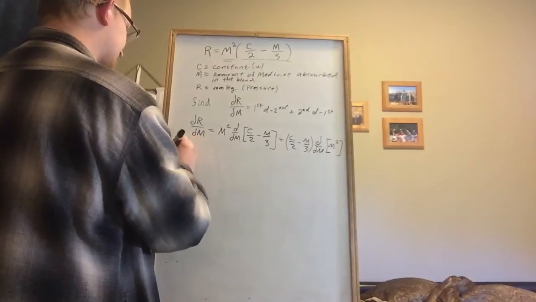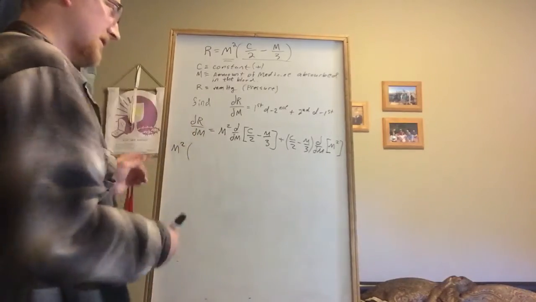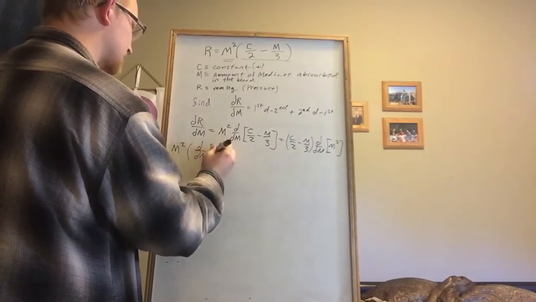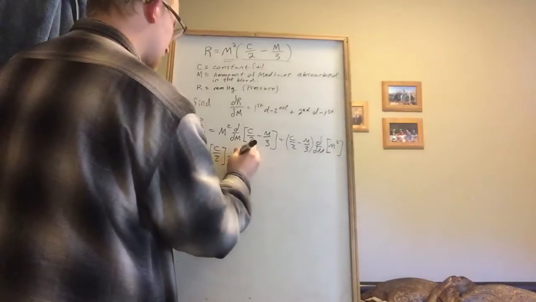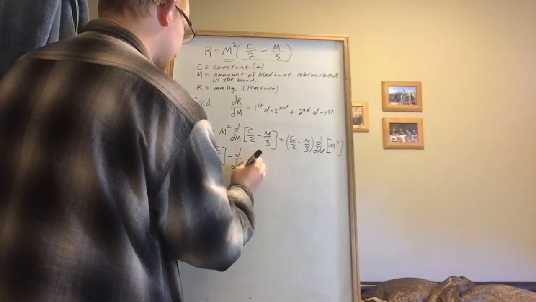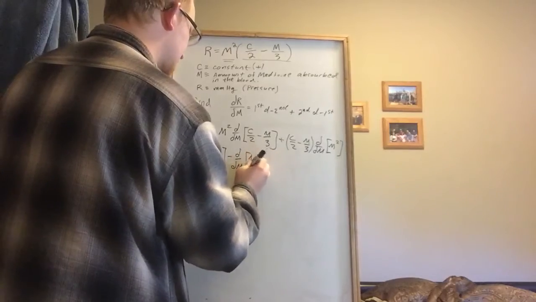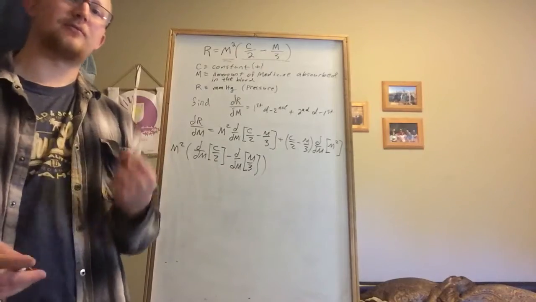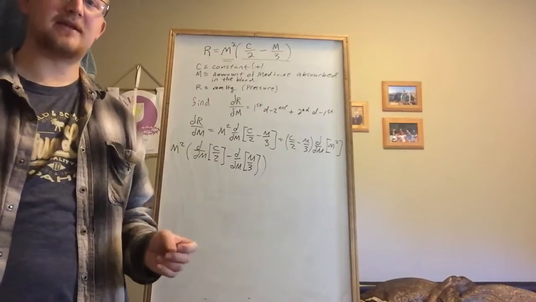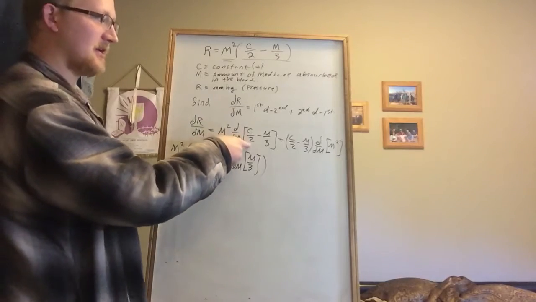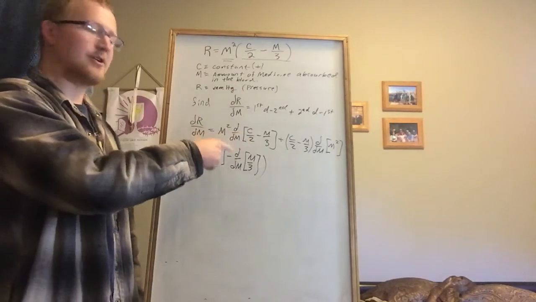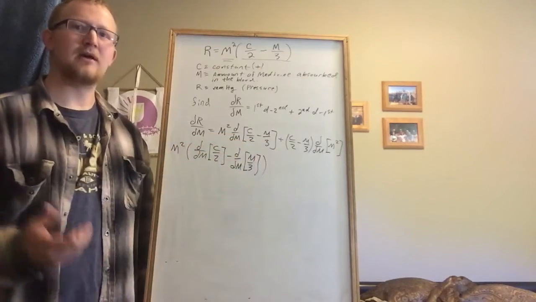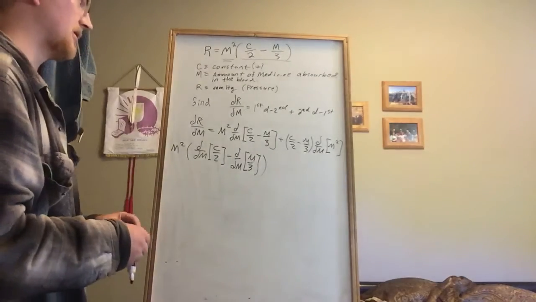So I could rewrite this as m squared, parentheses, d dm of c over 2 minus d dm of m over 3. And the reason why I can do that is a property of derivatives called linearity. So because derivatives are linear operators, that means that if I have an expression that is subtracted or added to each other, I can actually just take the derivative of each individual component, which is really nice, especially for polynomials.